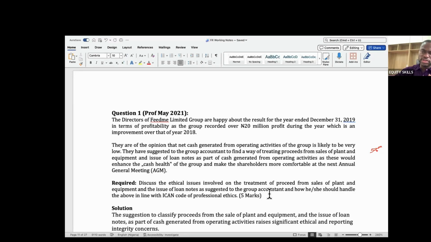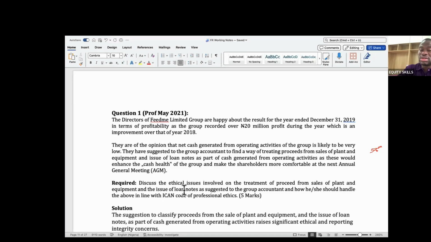Let me first summarize the way you approach questions like this, because this is how they ask it for all the diets. They will ask you to discuss the ethical issues. All you need to do is see that the question is about somebody asking you to do the wrong thing. So the ethical issue is one: you identify what is wrong and why it is wrong.